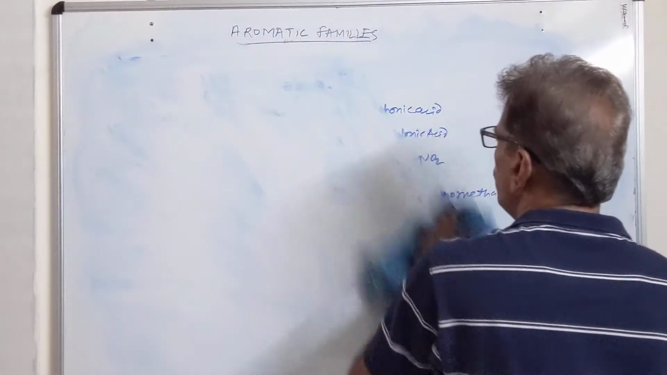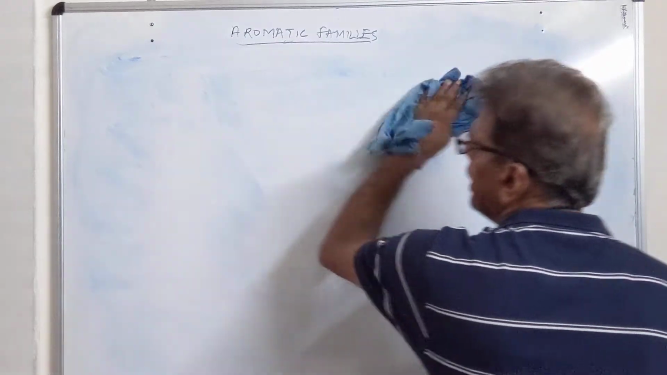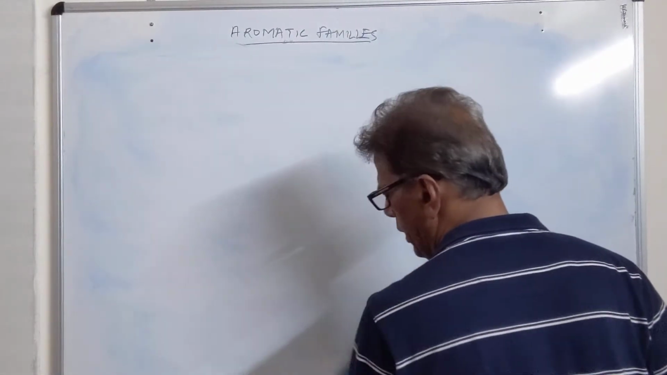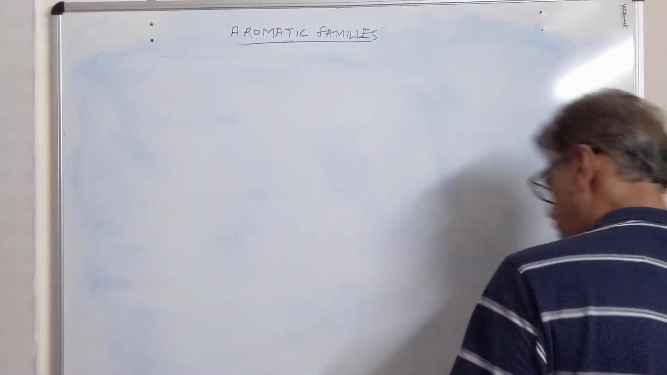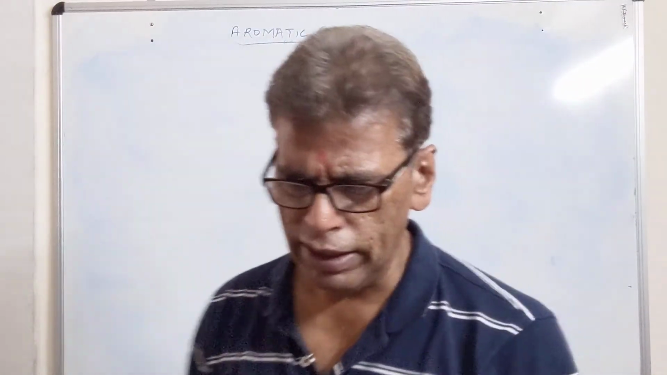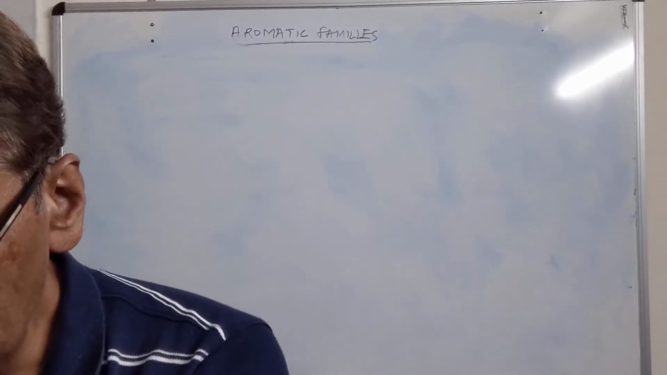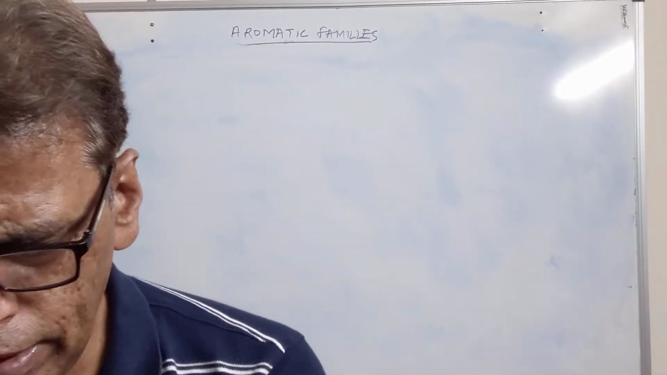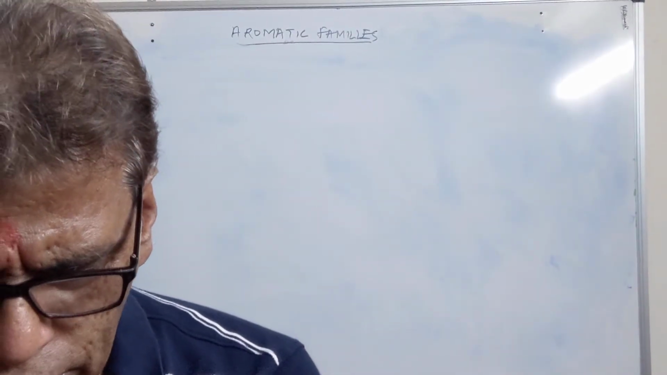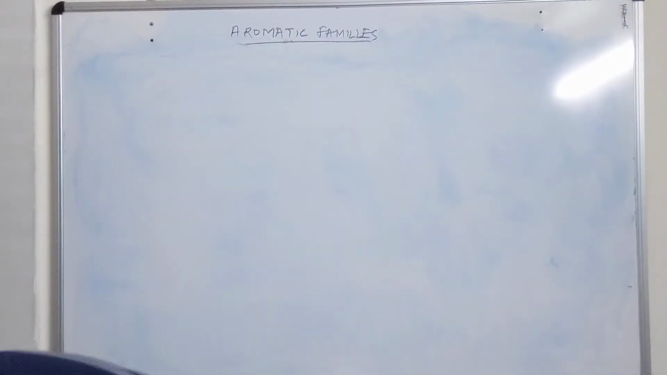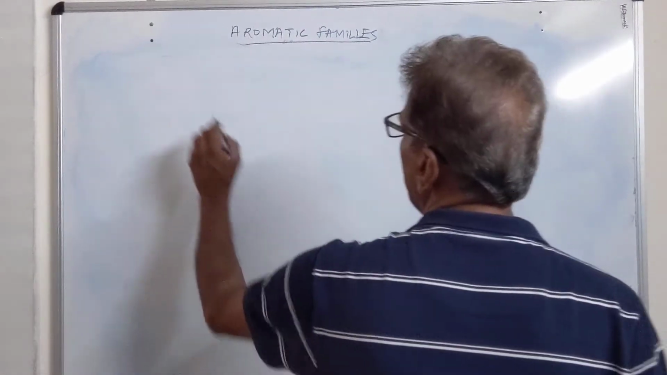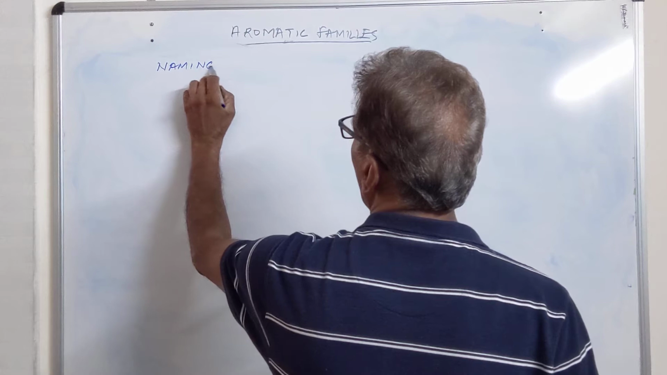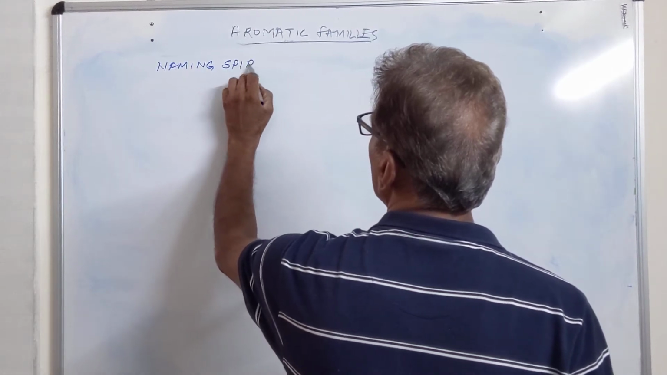Spiro compounds are bicyclic compounds, but both of the cycles are joined together by a single carbon. Such systems are called Spiro compounds. So the two cycles are there, but they are joined through a single carbon. Let us write that. Naming of Spiro compounds.